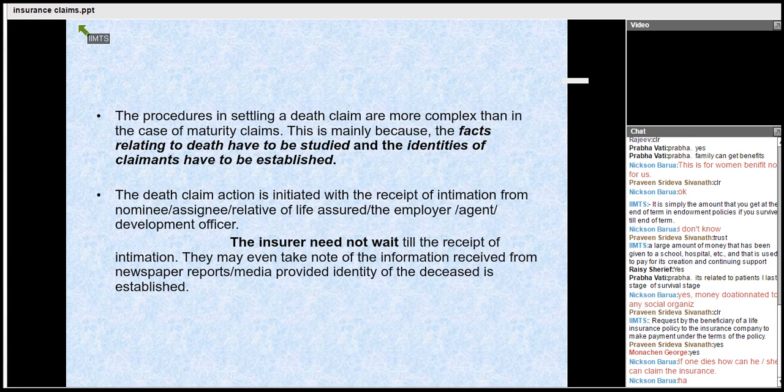What is endowment? Anyone knows about it? Please let me know. So if I am dead, why am I going to claim it? How can I claim it? Right? What is the meaning of the word endowment?